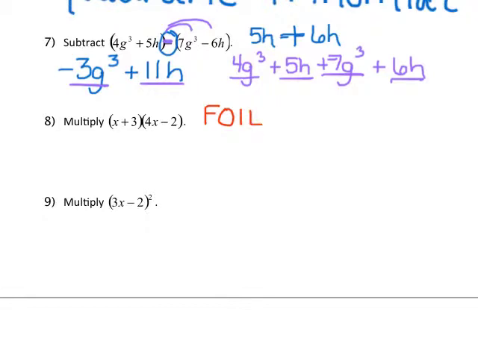First, outside, inside, last. Okay, so first I would do x times 4x. Well, remember in front of this x there's really like a 1. So I would do 1 times 4 is 4. I think you guys actually wrote it out like this when I went through your papers. So x times 4x, that's 1 times 4 is 4, and x times x is x squared, so this would be 4x squared.